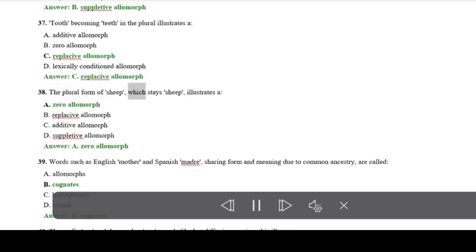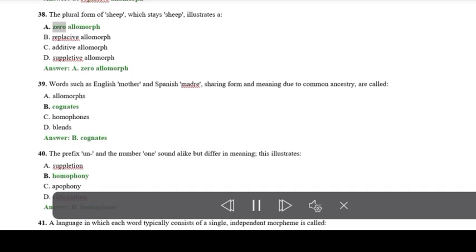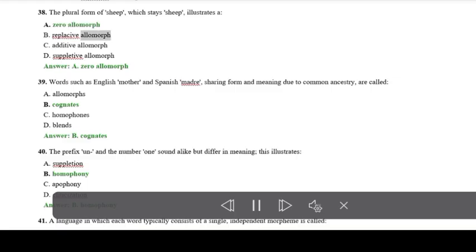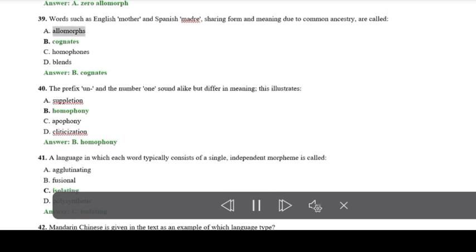38. The plural form of sheep, which stays sheep, illustrates A. Zero allomorph. B. Replacive allomorph. C. Additive allomorph. D. Suppletive allomorph. Answer: A. Zero allomorph. 39. Words such as English mother and Spanish madre, sharing form and meaning due to common ancestry, are called A. Allomorphs. B. Cognates. C. Homophones. D. Blends. Answer: B. Cognates.